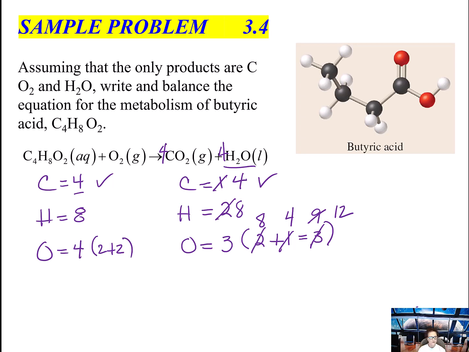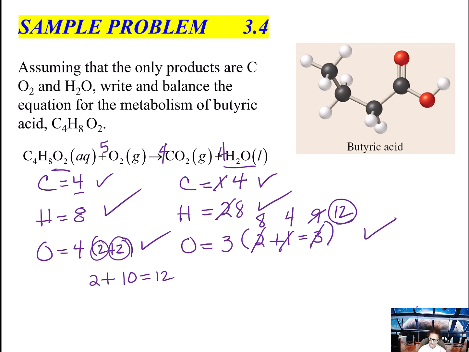So what do I need to do in order to have 2 plus something to equal 12? If I multiply this by 5, that gives me 10. But I've already got 2. So that would give me 2 plus 10 equals 12. And I've got 12 on this side. So now everything is balanced. So I didn't have to do the fraction thing this time. It worked out without it.